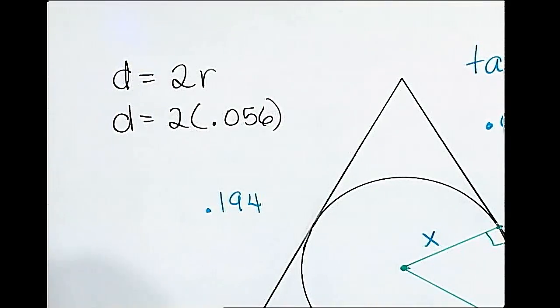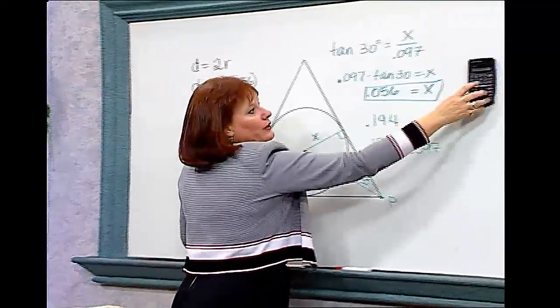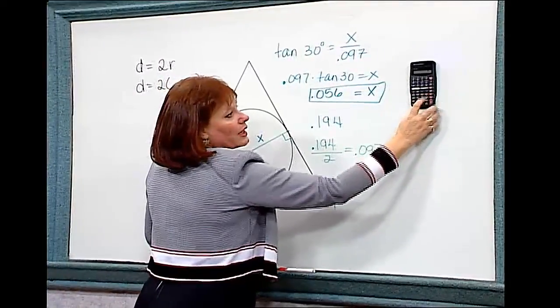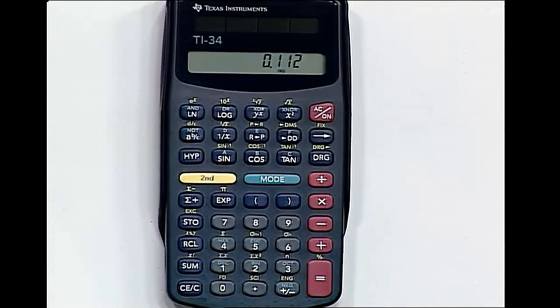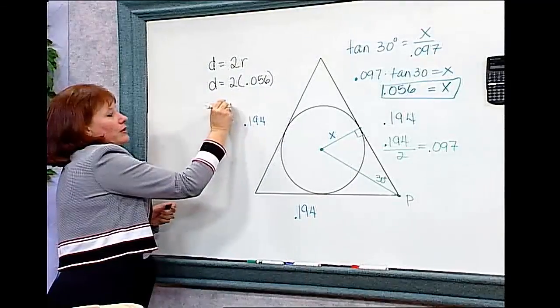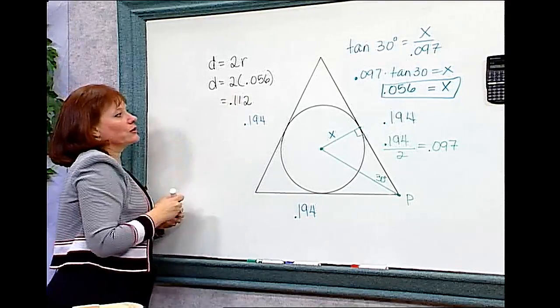Just to be on the safe side, we'll do this on our calculator. Clearing out the calculator, we'll take 2 times 0.056, and we find it's equal to 0.112. The diameter is equal to 0.112.